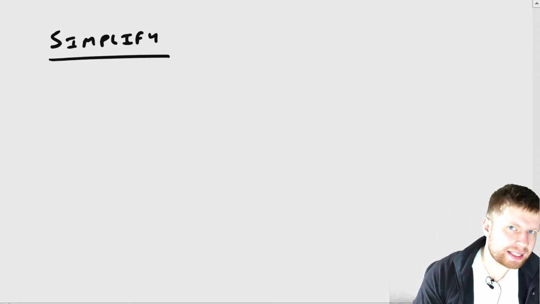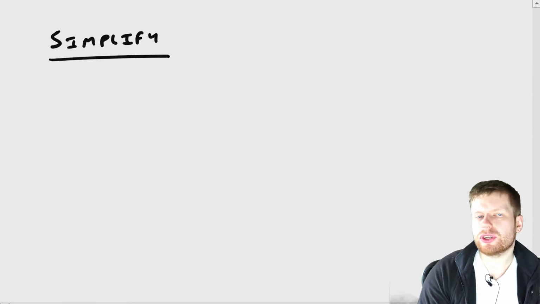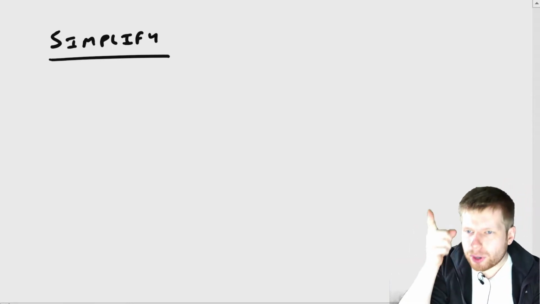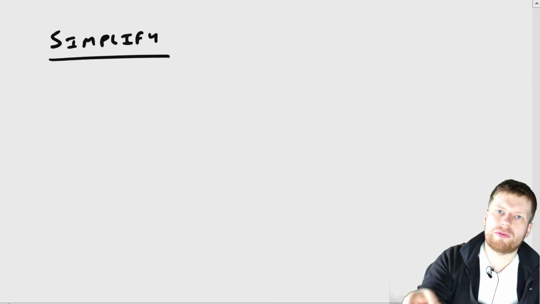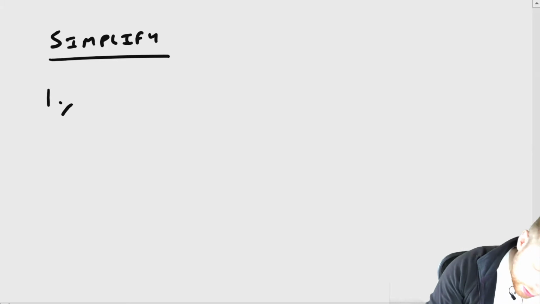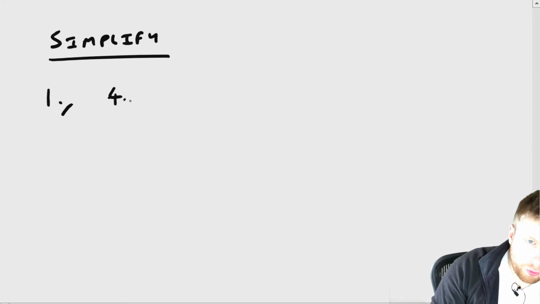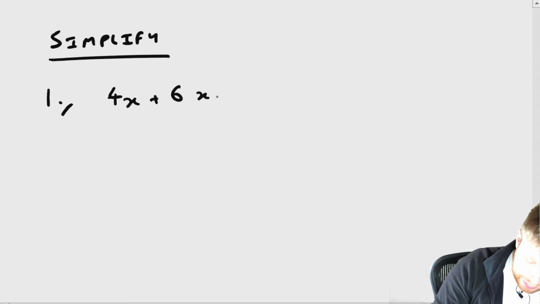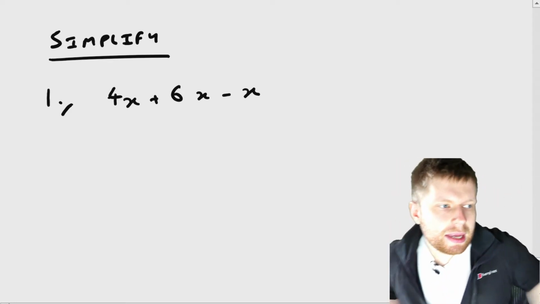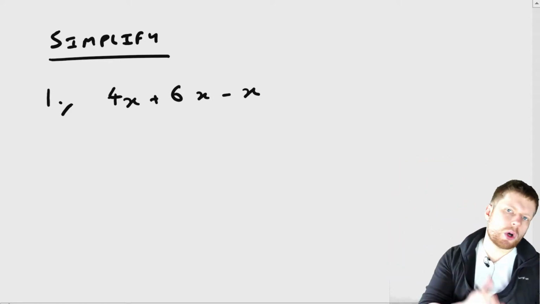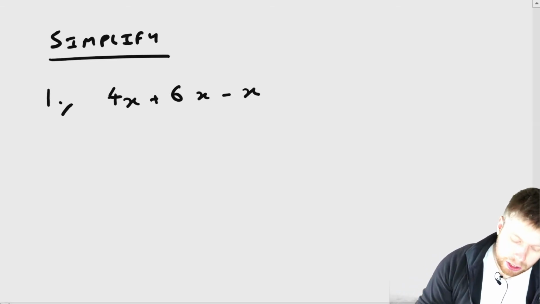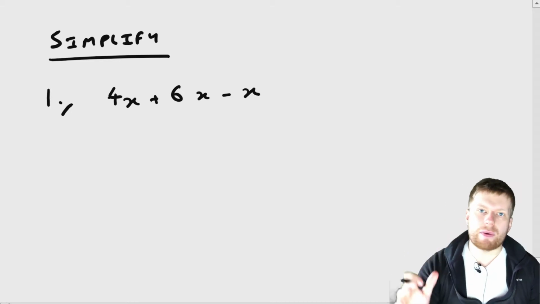But the more practice you do with these style of questions, the more familiar you'll become and you go, right, okay, they're asking me to simplify, but I know what they're after. I know the form of the final answer. So let me give you an example. Let's suppose I have 4x plus 6x minus x, and I ask you to simplify this. Now, the reason why this is not simplified at the moment, this isn't in its simplest form at the moment, is because you've got x's everywhere.